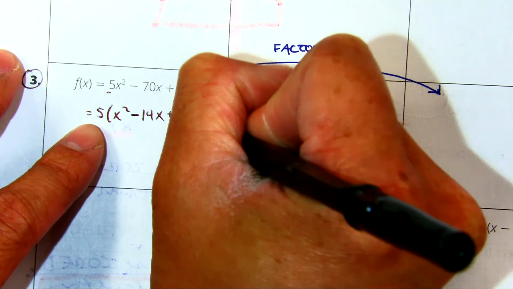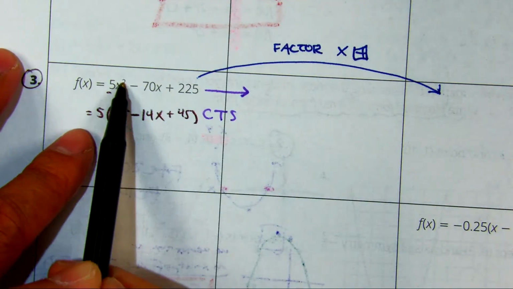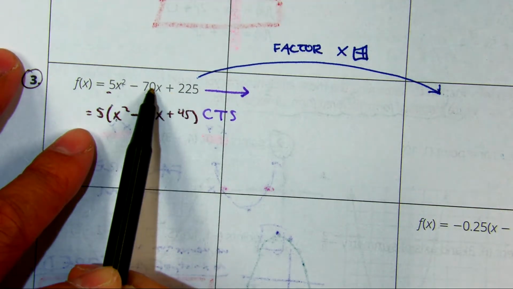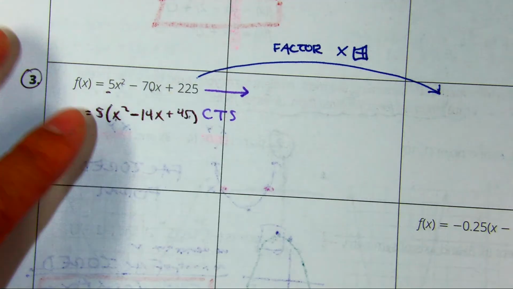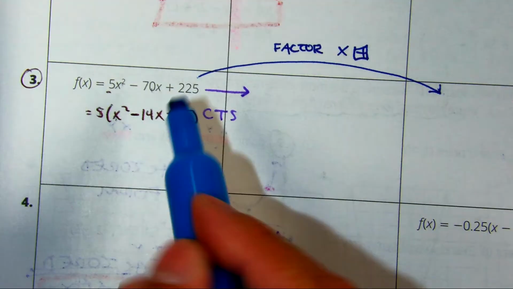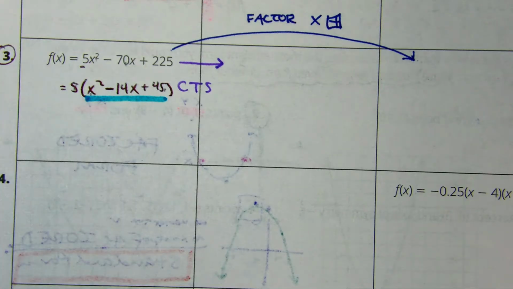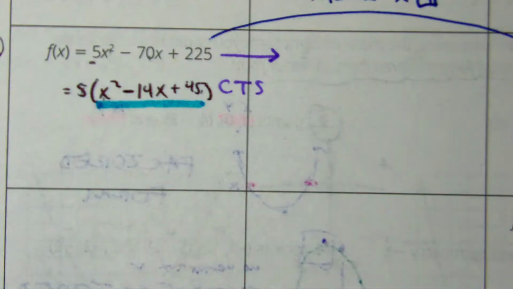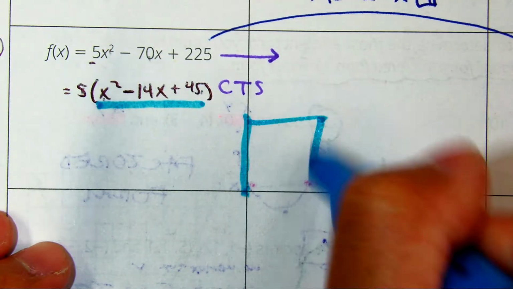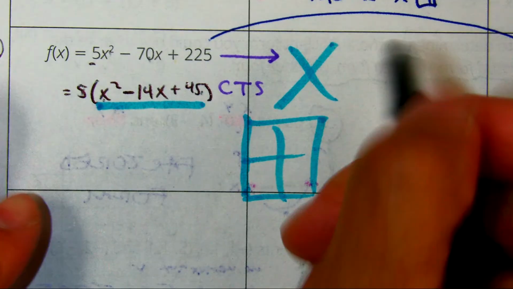45. Let's double check. 5 times x squared is 5x squared. 5 times negative 14x is negative 70x. And 5 times 45 is 225. So the greatest common factor basically makes our numbers smaller. Okay, from the blue here, now we're going to use our x in the box. So this is not CTS, but we're just factoring.